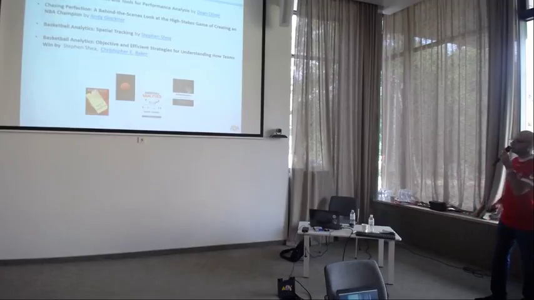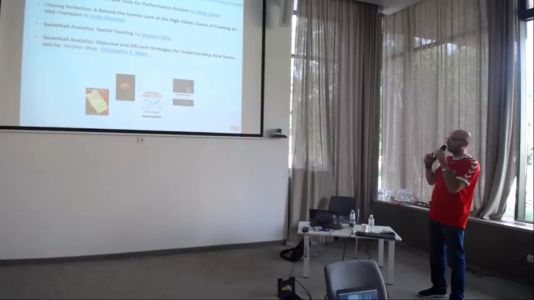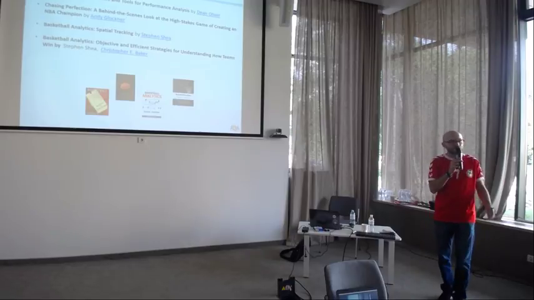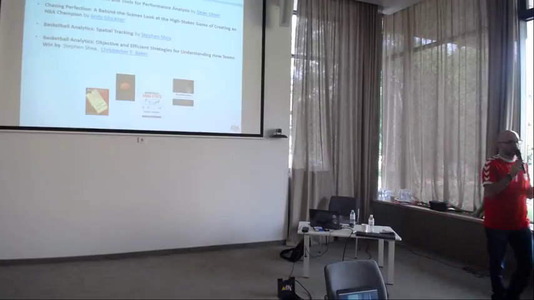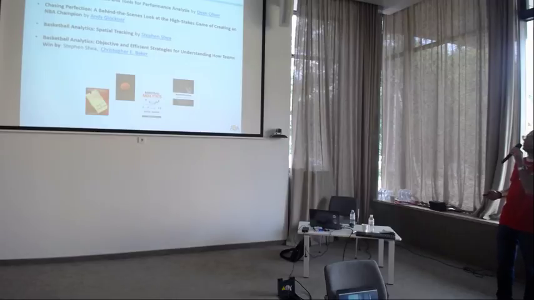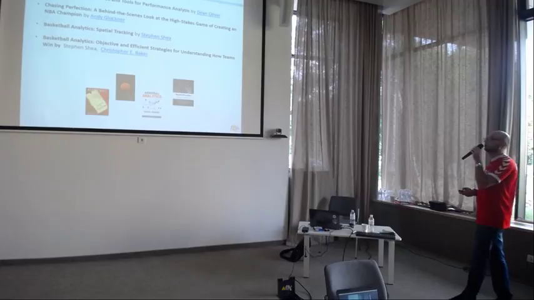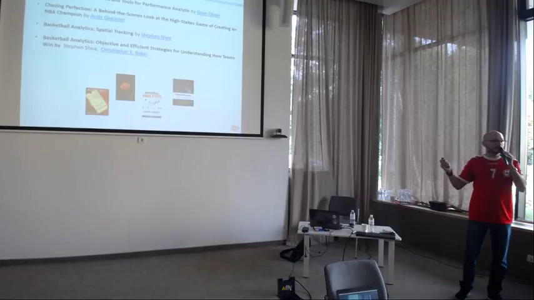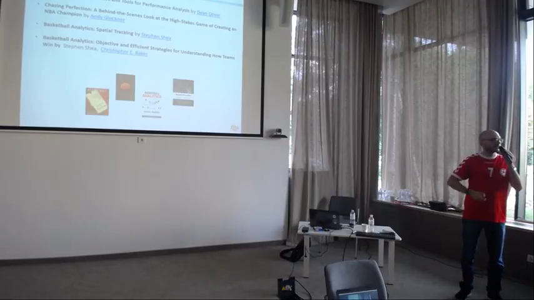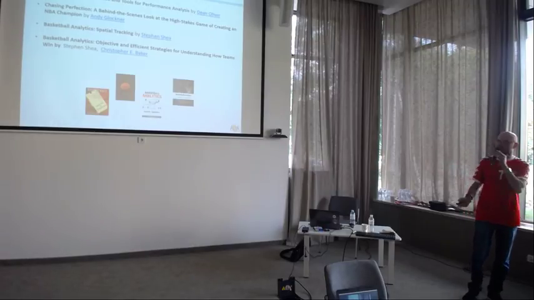Now, to look at the books that you would like to maybe read about basketball analysis, I will highly recommend you to start with the book written by Dean Oliver, called Basketball on Paper. Again, this is a very basic statistical analysis of the game without any machine learning, data science, and so on.